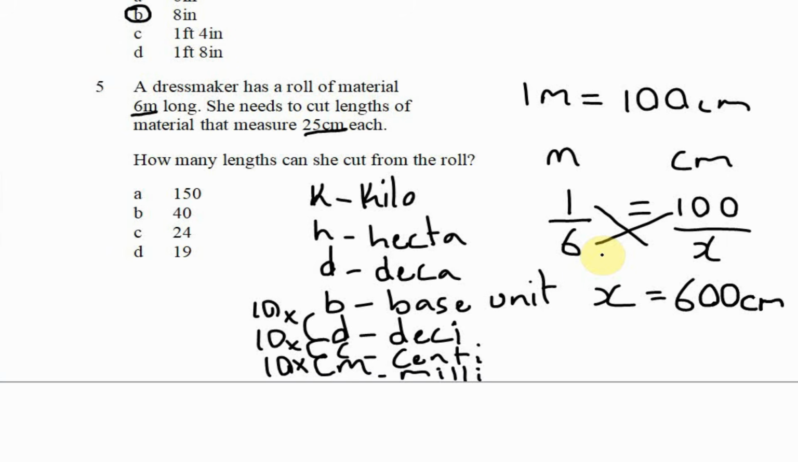All right, so now that we know that 6 meters is the same thing as 600 centimeters, the thing that we want to ask ourselves is how many times can 25 centimeters come out of 600 centimeters. All right, now let's see how we can make that work. In other words, the concept that we should be using here would be, of course, division.